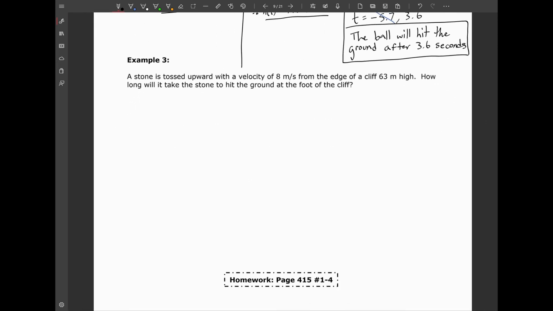A stone is tossed upward with a velocity of 8 meters per second from the edge of a cliff 63 meters high. How long will it take the stone to hit the ground at the foot of the cliff? Okay, so in this case, again, I'm going to just sketch this out.